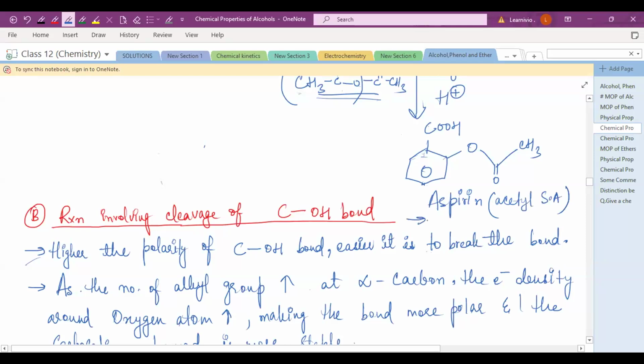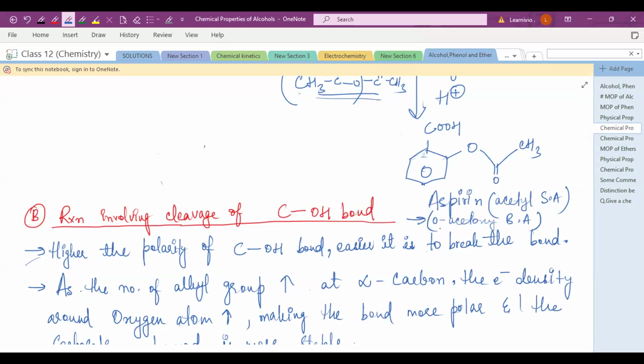And the IUPAC name of this is ortho. You can write, this is the ortho position, right? So on the ortho position, this is the acetoxy group. So ortho-acetoxybenzoic acid is the IUPAC name of aspirin. So a question can come like how you will convert the phenol to ortho-acetoxybenzoic acid, or how you will convert the 2-hydroxybenzoic acid to ortho-acetoxybenzoic acid.